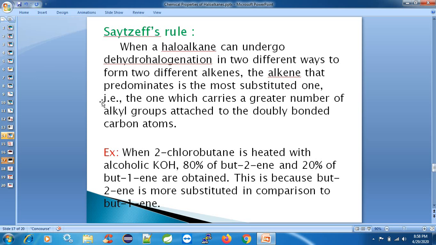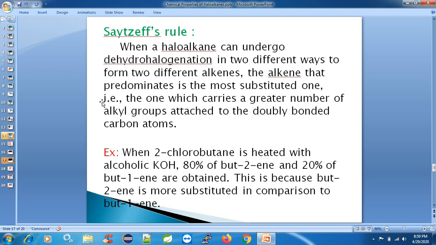For example, 2-chlorobutane is heated with alcoholic potassium hydroxide. Here we get two products: one is but-2-ene, another is but-1-ene. But-2-ene is the major product and but-1-ene is the minor product. Why is but-2-ene the major product? Because it is more substituted in comparison to but-1-ene.